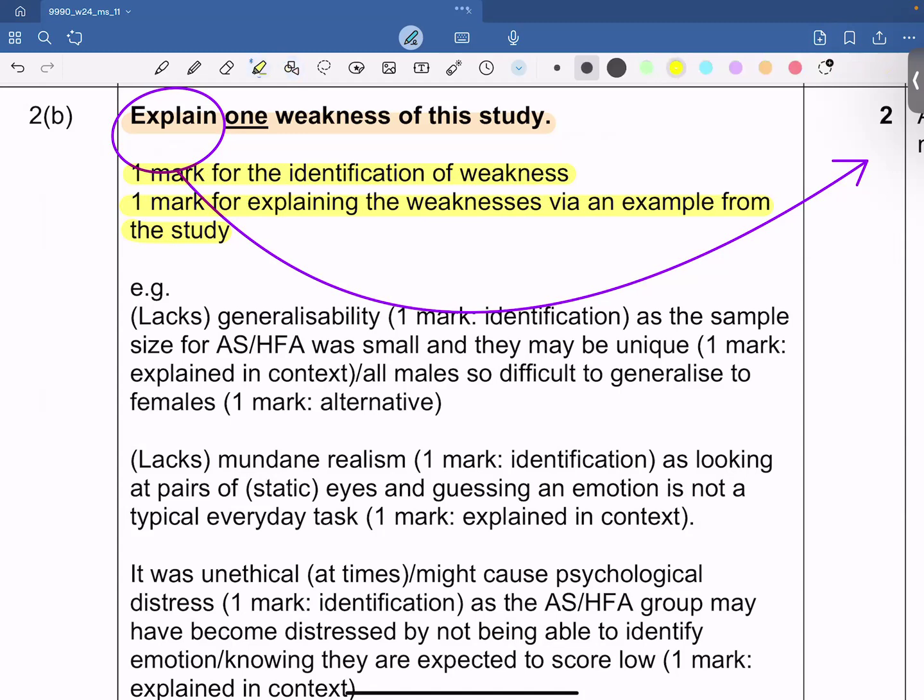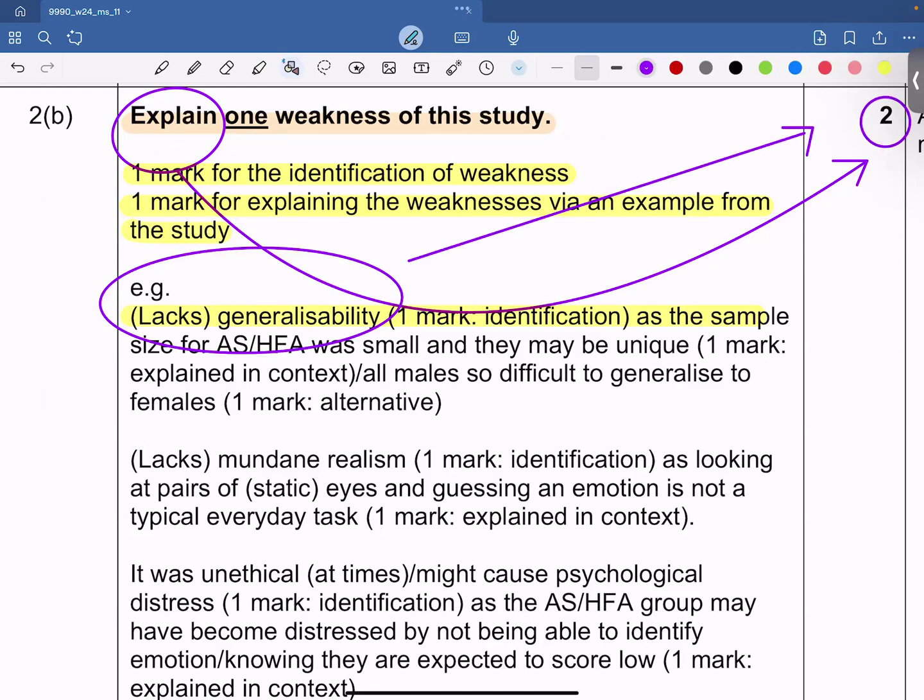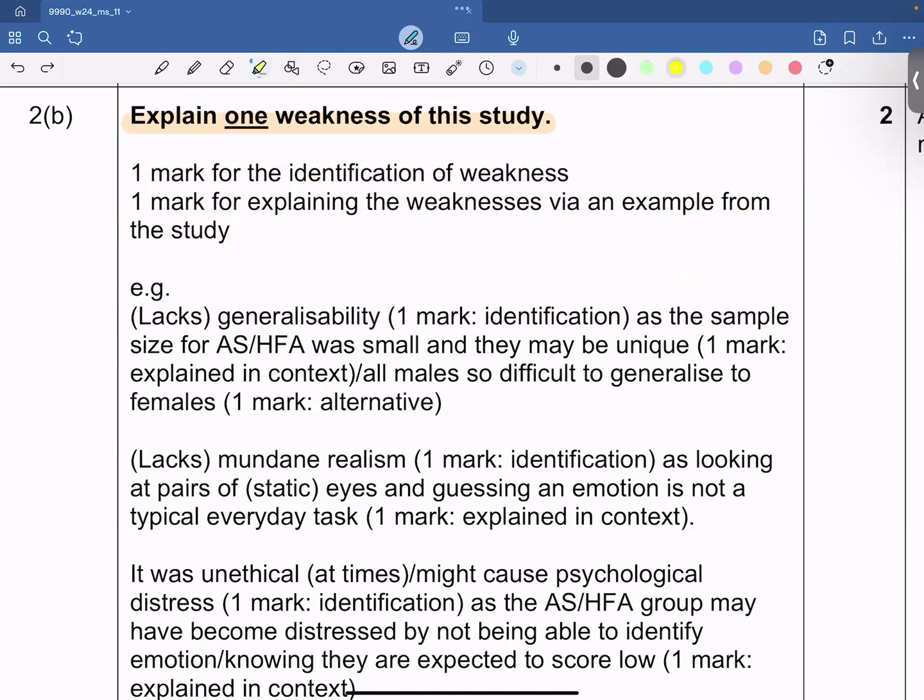Now, having a look at this example, lacks generalizability. Even if you simply write this lacks generalizability, remember group number 1 had all males. So if you write this, you'd simply get 1 mark. But if you want to score a 2 on 2, you'd be expected to write more. Now, for instance, lacks generalizability as the sample size for Asperger's syndrome and high functioning autism was small and they may be unique. So you're getting 1 mark for explaining in context as well.